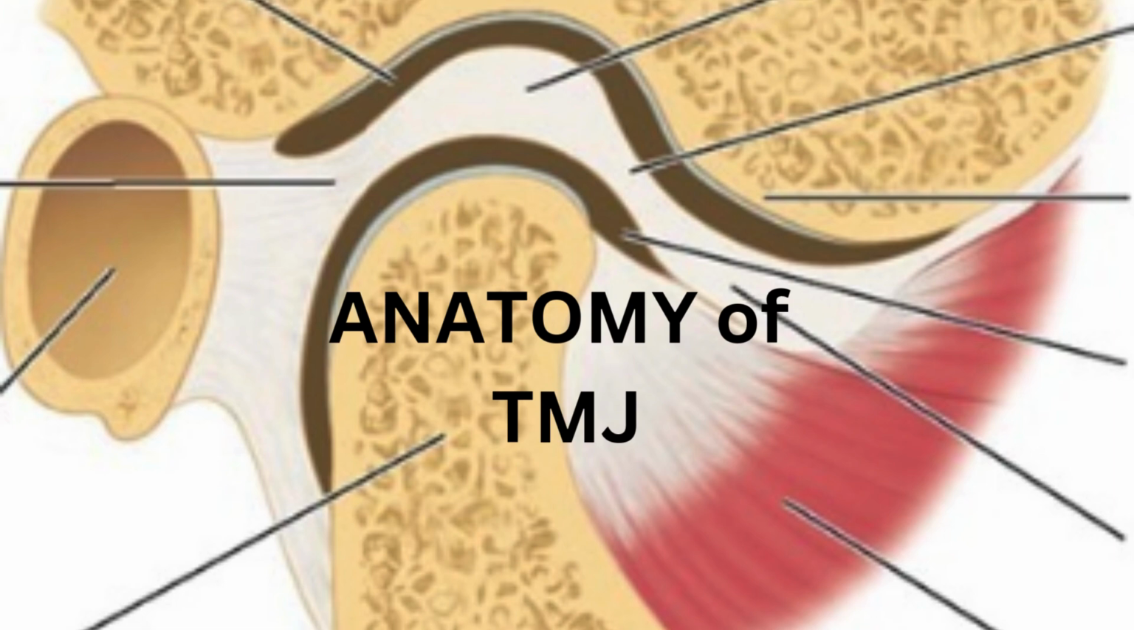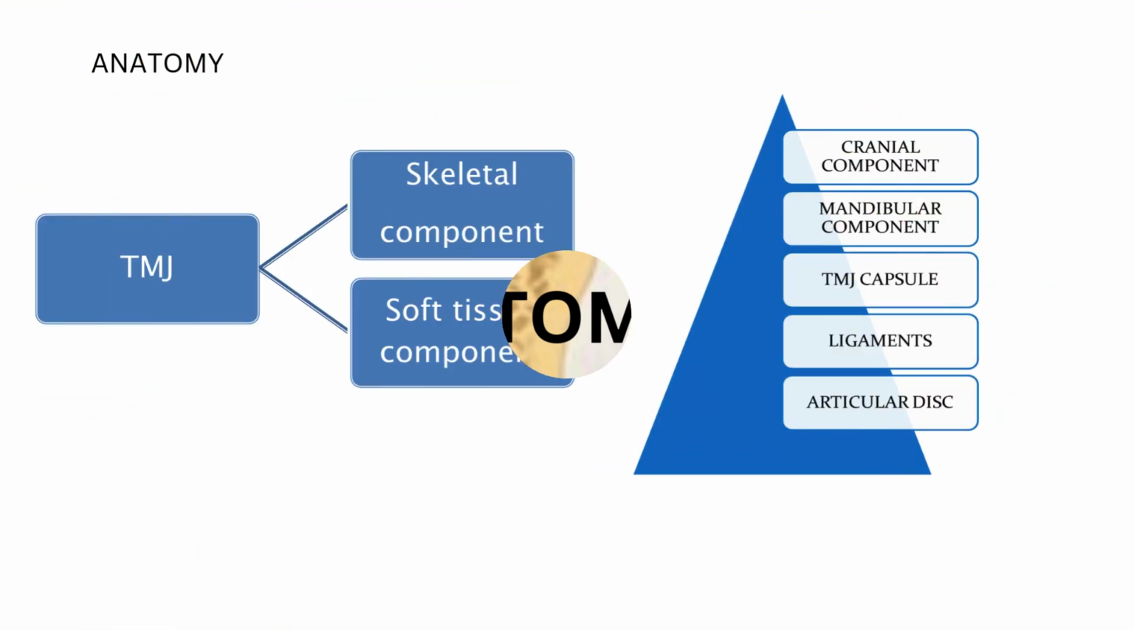Guys, in the last video we discussed the development of TMJ, and in this video we will be discussing the anatomy of TMJ. So let's start. The temporomandibular joint has two components. One is skeletal and the other is a soft tissue component. The skeletal components are your cranial components and mandibular components, whereas the soft tissue components are the TMJ capsule, ligaments and the articular disc.